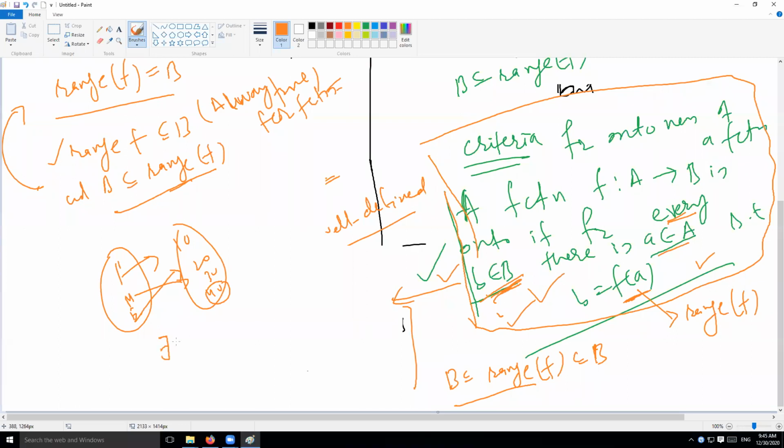There exists a b in the codomain for which there is no a in A such that f of a is equal to b. That would be the negation. So for 40, is there an element in the domain for which I can say that 40 is equal to f of something? No, there is none. Hence this is not onto.